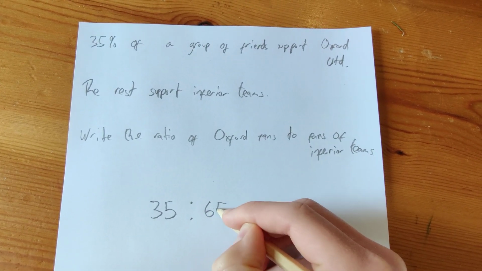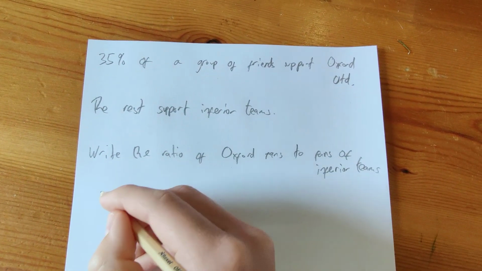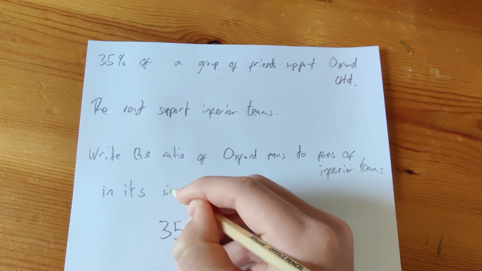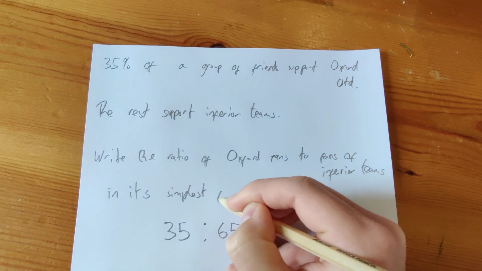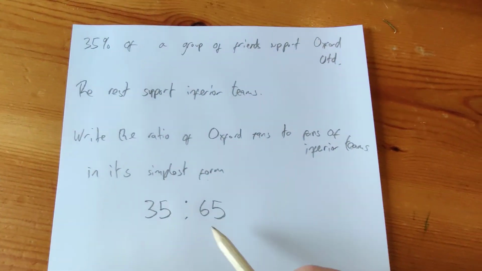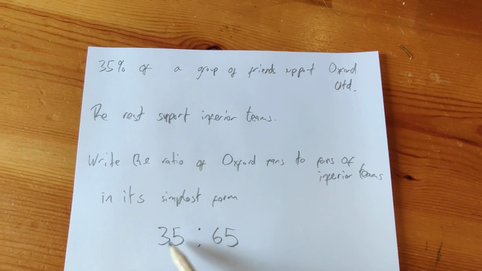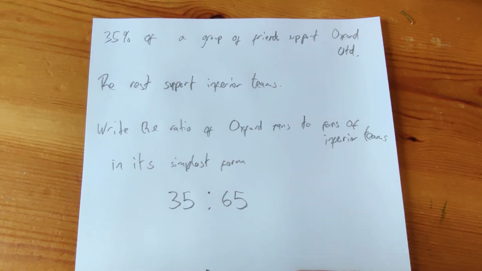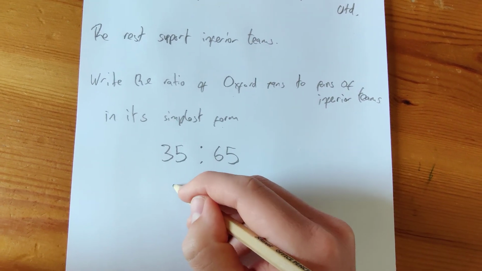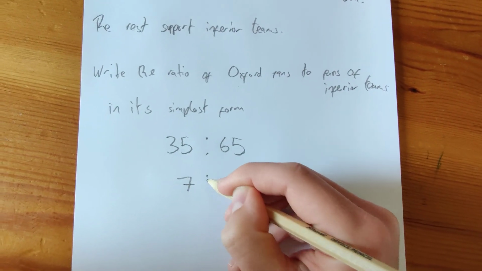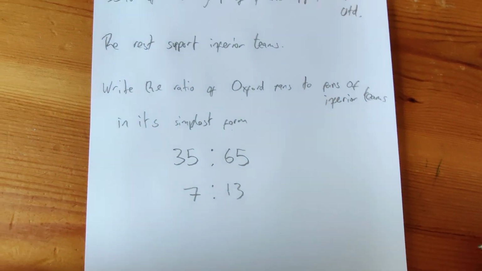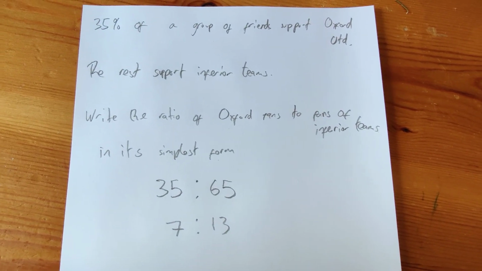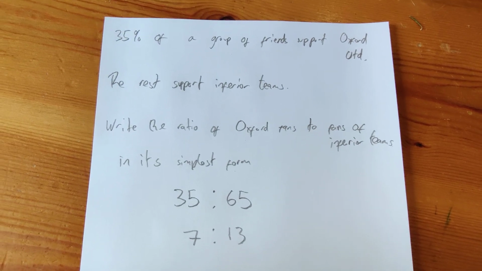What I am going to do here, what I forgot to do when I prepped this, was to do it in its simplest form. Alright, in its simplest form, 35 to 65 works because it's 35%, that leaves us another 65%, but they've both got a factor of 5, so I could divide that down by 5 and make it 7 to 13 if I divide both sides by 5. And that's converting between ratios, fractions, and percentages.